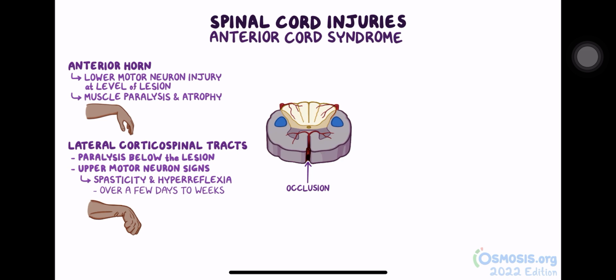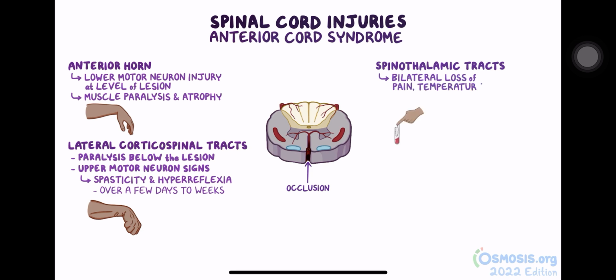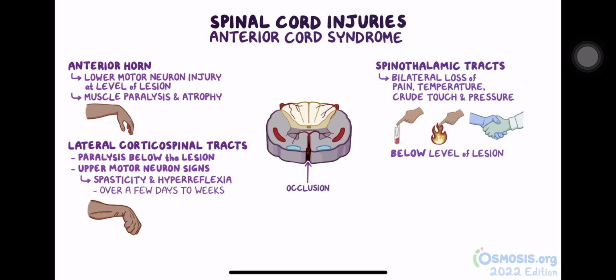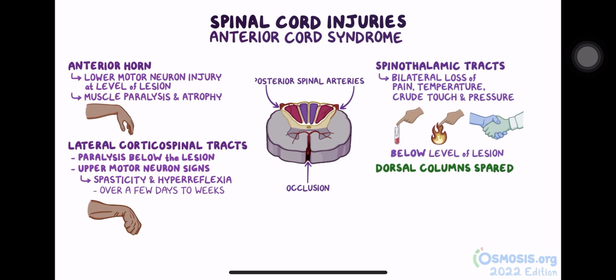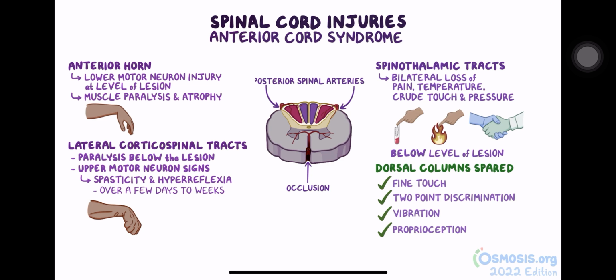And third, there's damage to the spinothalamic tract on both sides of the cord, which results in bilateral loss of pain, temperature, crude touch, and pressure below the level of the lesion. Bear in mind, though, that this does not affect the dorsal columns, as they are supplied by the posterior spinal arteries, so fine touch, two-point discrimination, vibration, and proprioception will be spared.